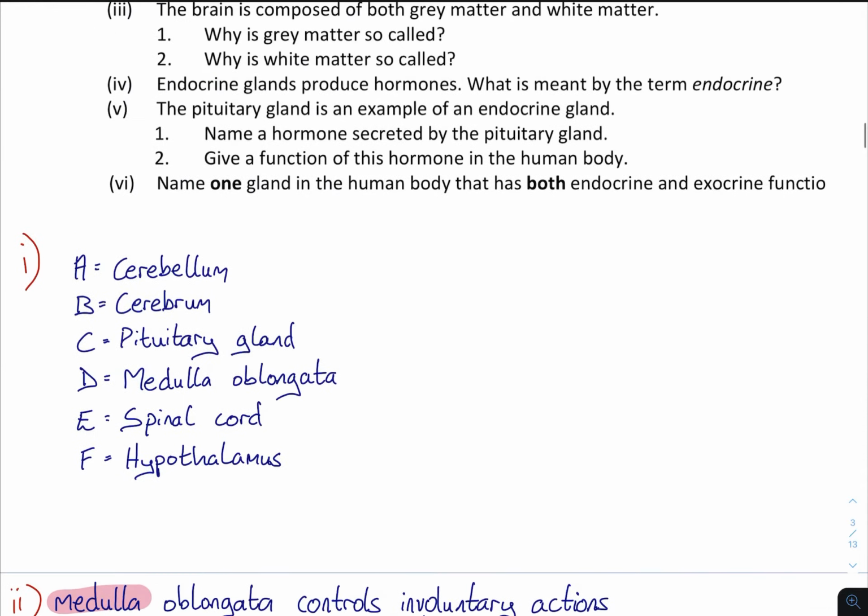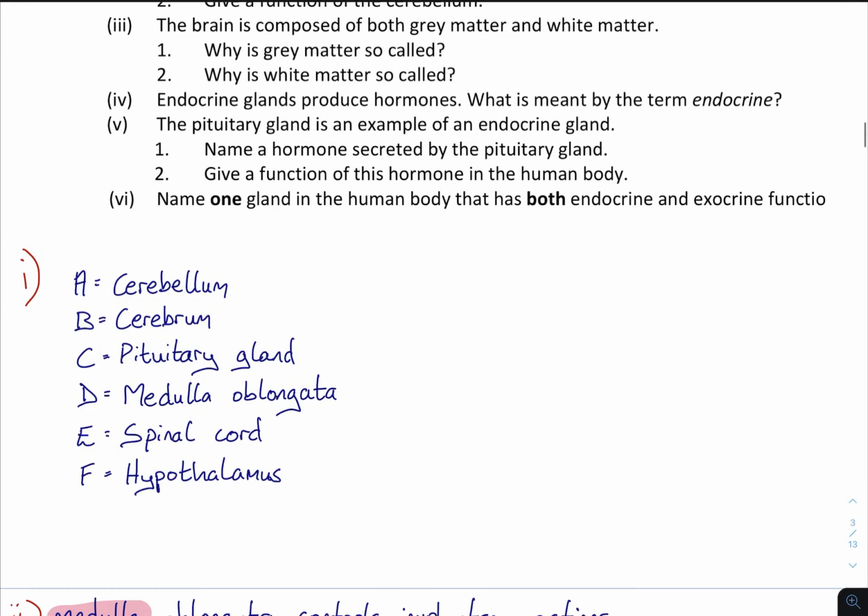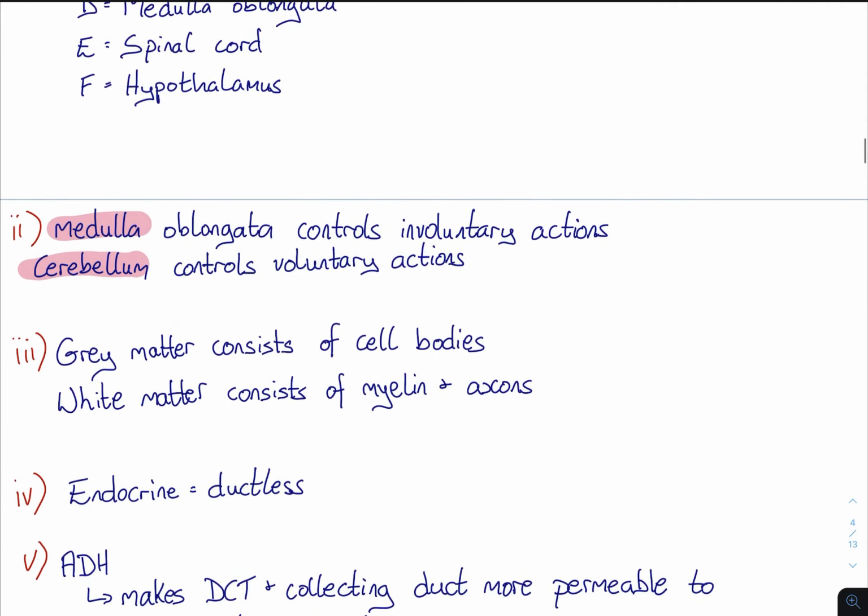Next, you are asked why is grey matter so called and why is white matter so called. There's no point being smart here and saying that grey matter is grey matter because it's grey and white matter because it's white. That's how you identify it in labelling the reflex arc and stuff like that. But you do need to know why they're called that. So learn this off.